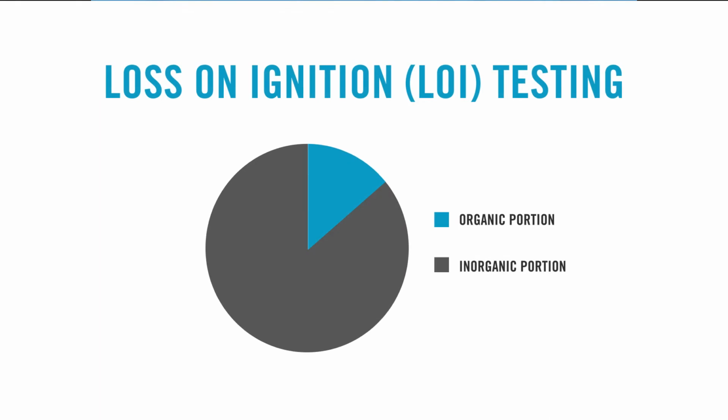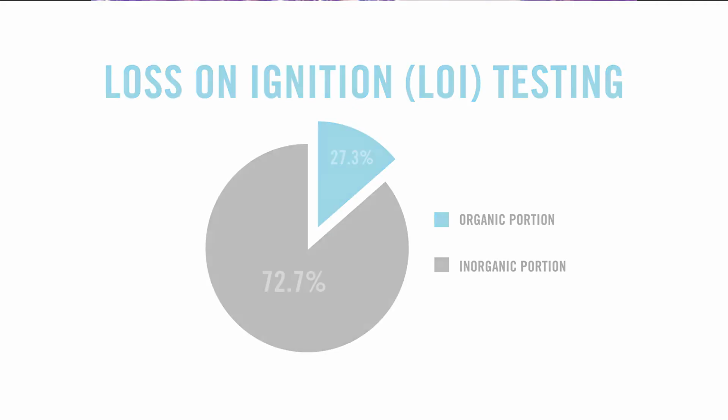When we ran our loss on ignition testing, we found that 72.7% of the foulant was inorganic in content. That means that the bulk of the foulant is inorganic. The client thought that they had a biological fouling issue, and that's what they geared their maintenance procedures towards. So now let's take a look under the microscope and see what biological material we can find.